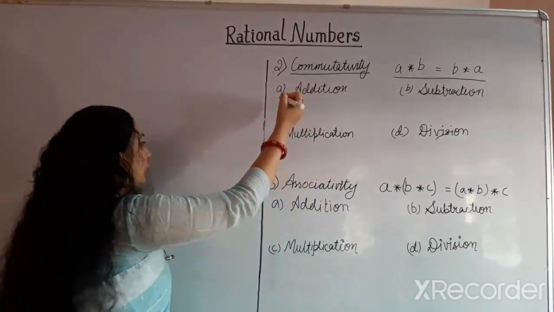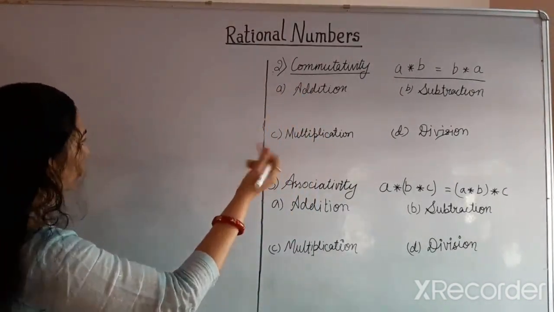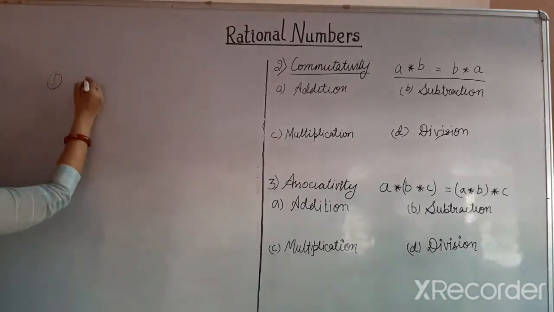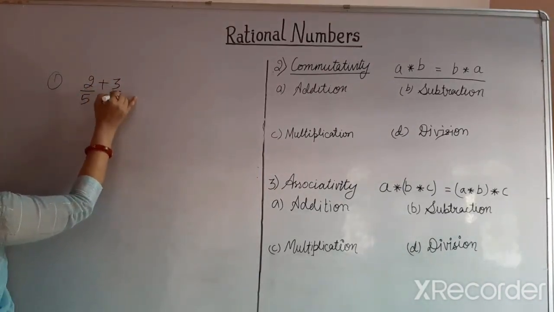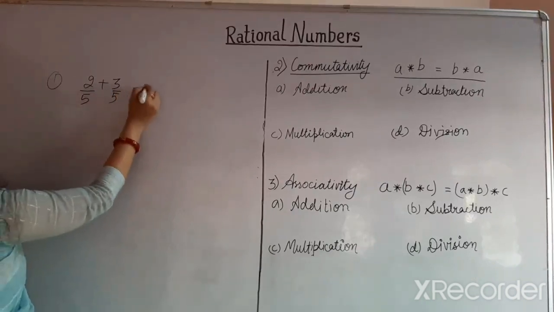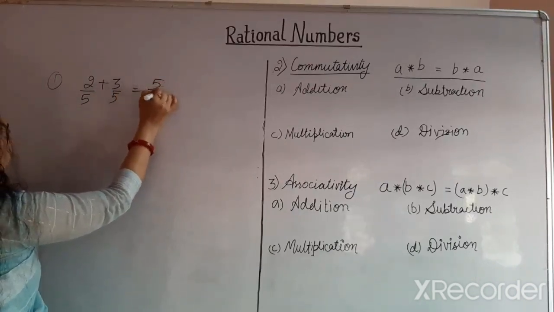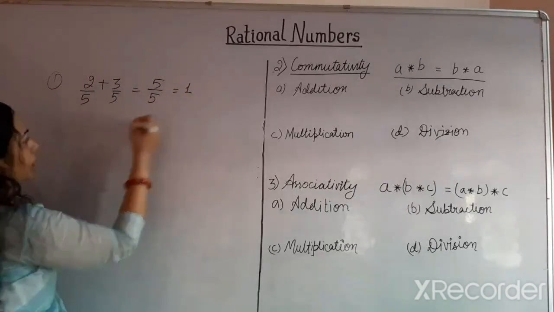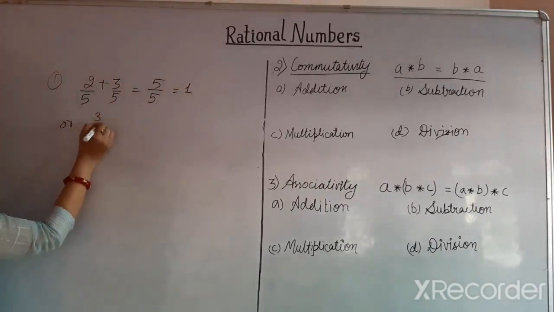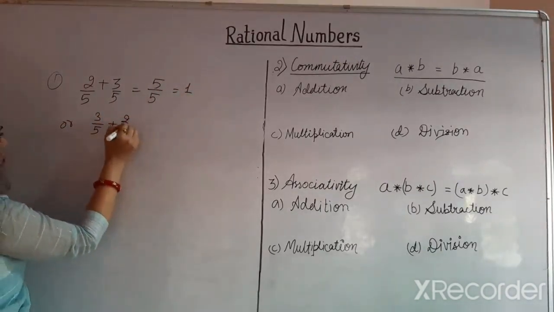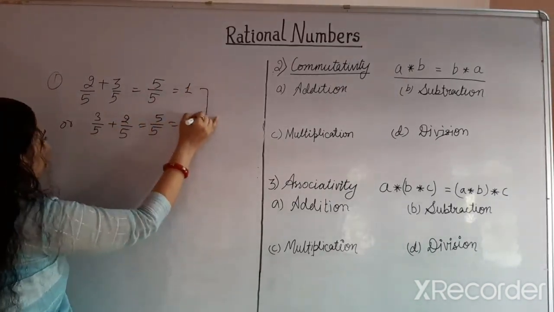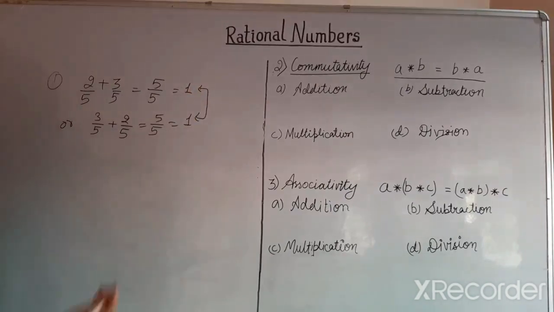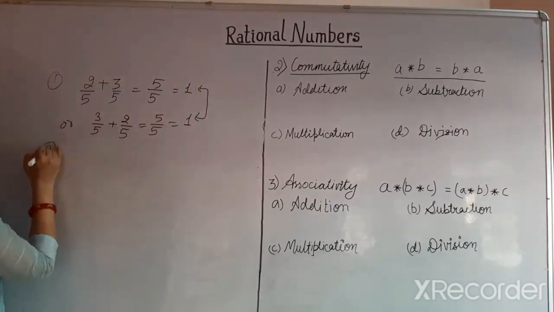If we operate any two rational numbers for addition, let's take the example of 2 by 5 plus 3 by 5. When we add both the numbers, the result is 5 by 5, that is 1. Or we add 3 by 5 to 2 by 5. The result is 5 by 5, which is 1. Both results are the same.